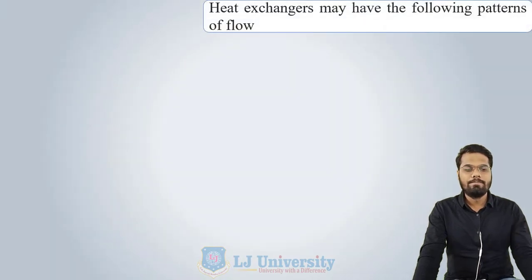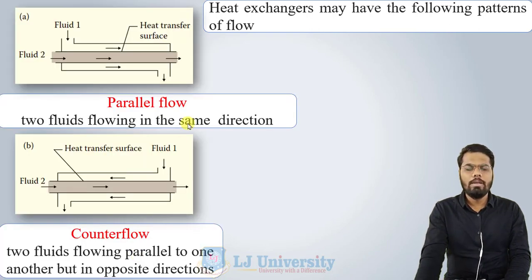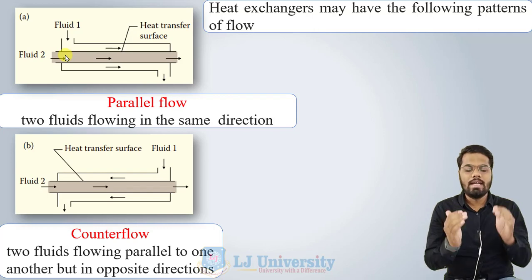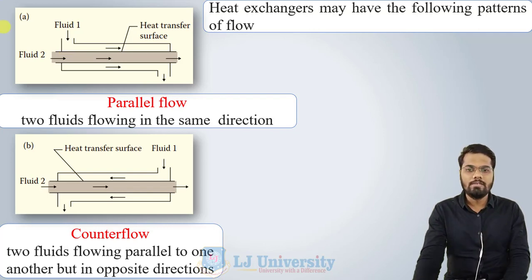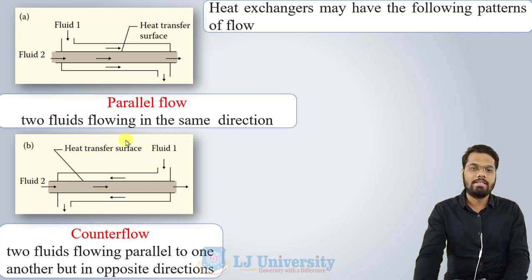In heat exchanger, there are some flow patterns like counter flow heat exchanger and parallel flow heat exchanger. We know in a parallel flow heat exchanger, the directions of flow of hot fluid and cold fluid are the same. As you can see in this figure, the flow direction of fluid 1 and fluid 2 are from left to right. So this is the first flow pattern, the parallel flow heat exchanger, where the two fluids flow in the same direction.